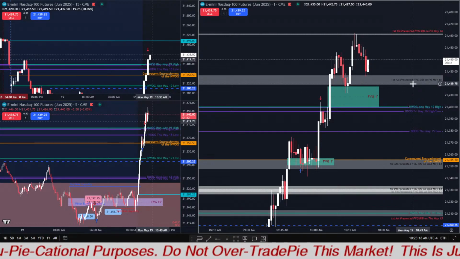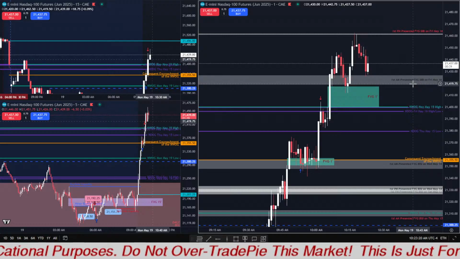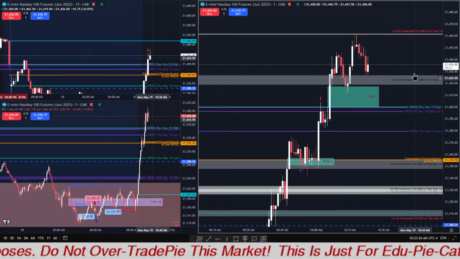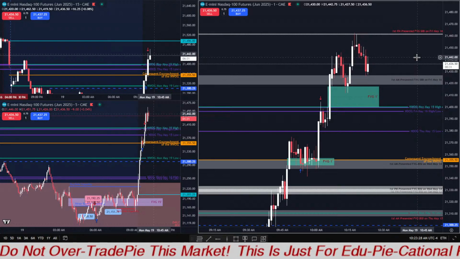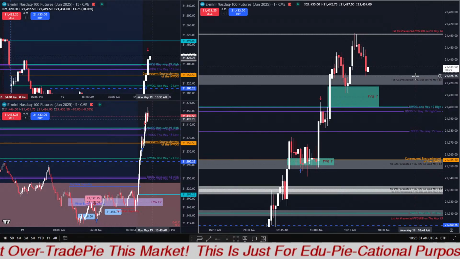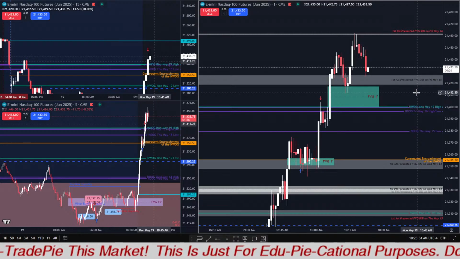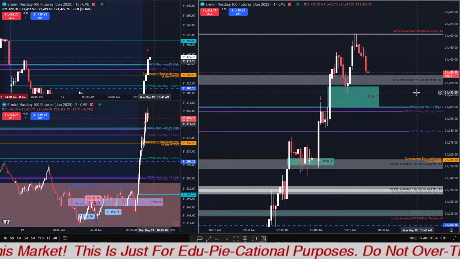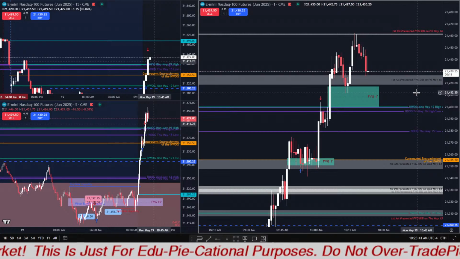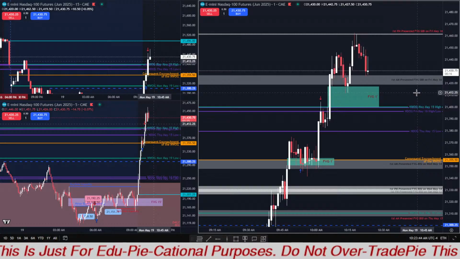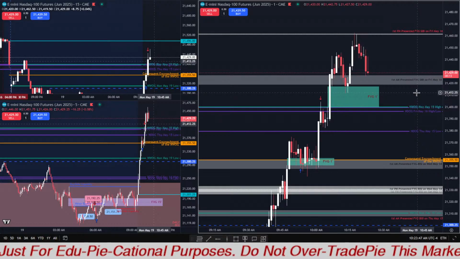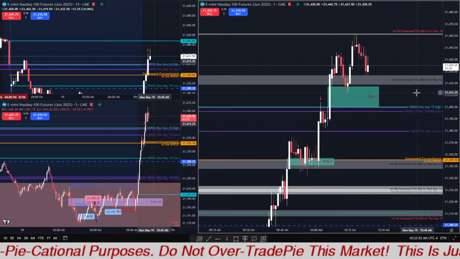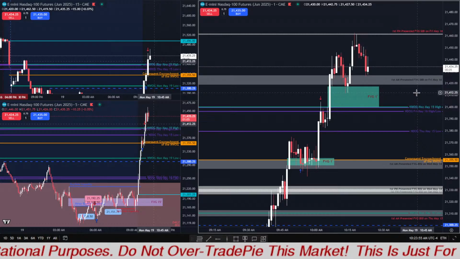After tapping into the first presented fair value gap on May 16, we have a smaller run higher, around 15-20 handles. Getting back into that inefficiency.